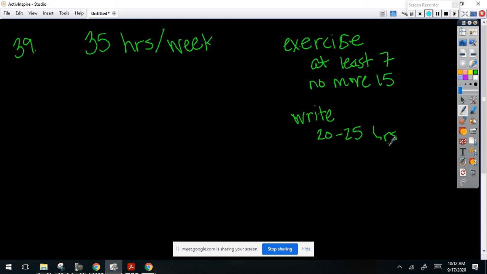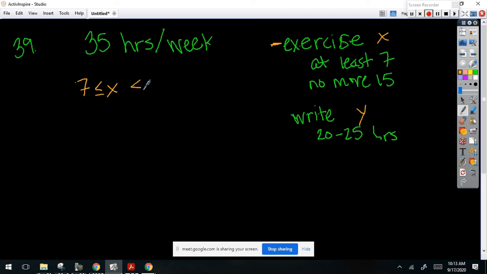All right, so look, if you want to exercise at least 7, but no more than 15, I'm going to let exercise be X. I'm going to let write be Y. So I'm going to say X is between 7 and 15. And then for Y, do you see what I'm doing here, Alex, with the compound inequalities? 20 is less than or equal to Y, less than or equal to 25. You can just do it and shade between the 2 lines when it's like that. You see what I'm saying?